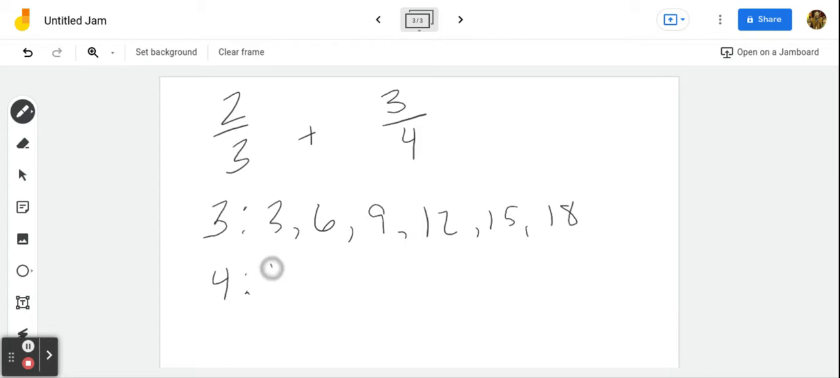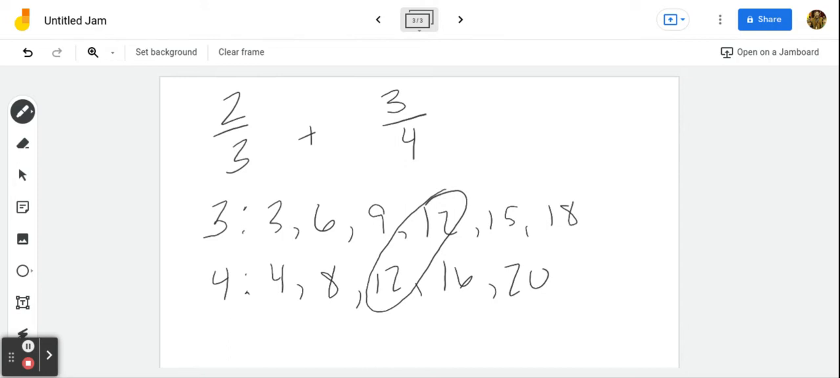Now we'll count by 4s. 4, 8, 12, 16, 20. Once you have this list of multiples, you are looking for the smallest number that is in both lists. Now, if we kept going, there might be many numbers that are in both lists, but we are looking for the smallest one. And in this case, the smallest one is this 12. So that is going to be our common denominator.